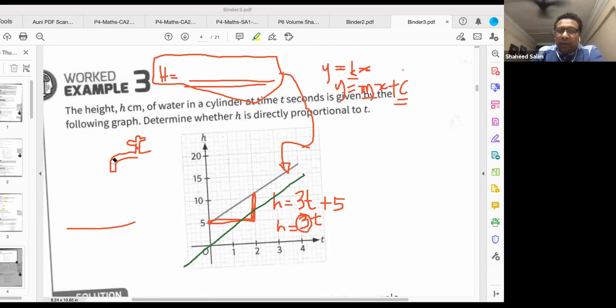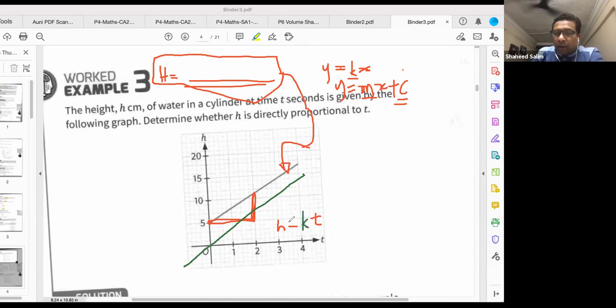Now we use Inshira's formula here. We do not know what K is, so we're going to calculate K. I know this one is a bit draggy, but you need to understand clearly. Remember, this is the formula: H equals KT.